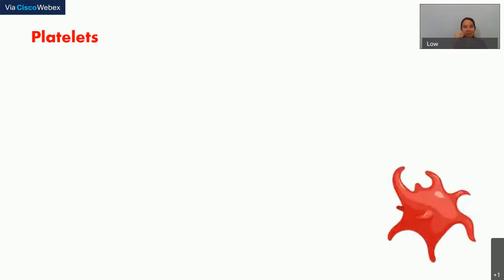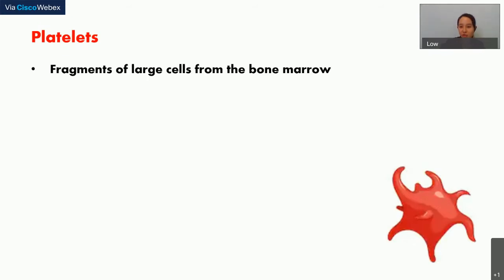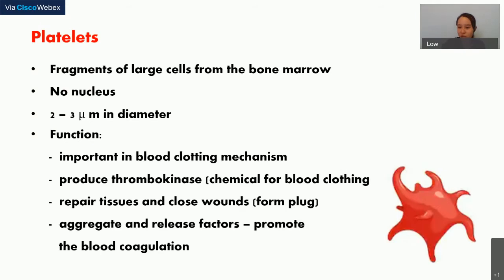Let us continue. So next, platelets. What are platelets? Platelets are fragments of large cells from your bone marrow. Same as red blood cells, they don't have a nucleus. They are basically 2 to 3 micrometers in diameter. Wow, there's a lot of function, huh? Important in blood clotting mechanisms that help you to cure your wounds and produce thrombokinase, which is something that we will be talking about in our last class.